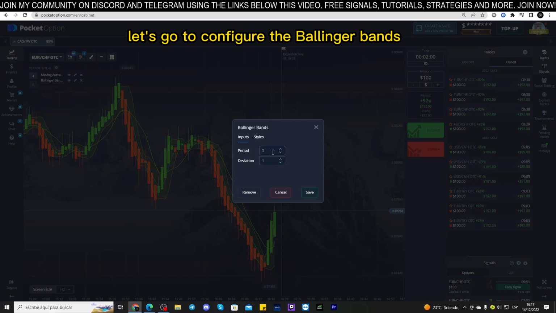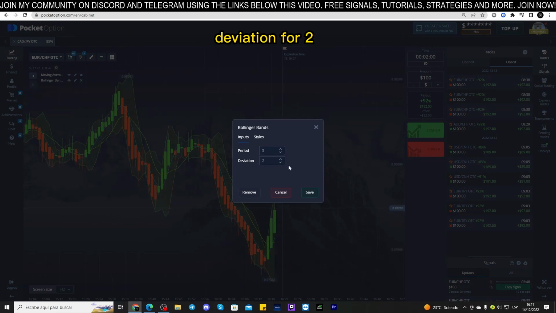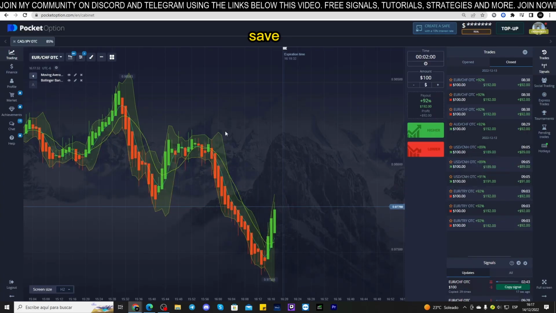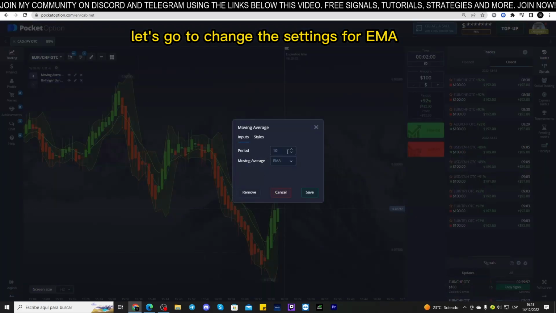Let's configure the Bollinger Bands. Deviation of 2, save. Let's change the settings for the moving average to 50 and EMA.